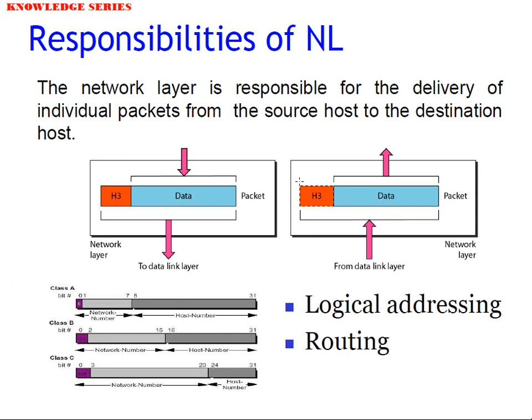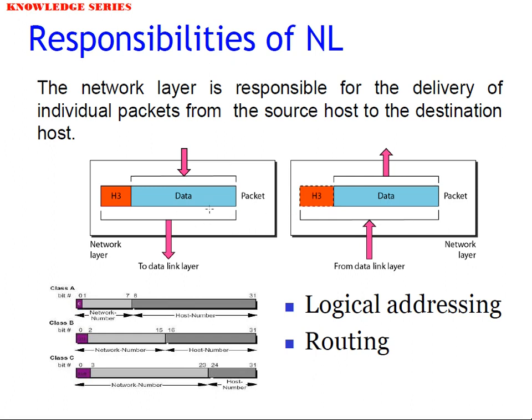Now next comes the network layer. The network layer is responsible for the delivery of individual packets from the source host to the destination host. That means the network layer does end-to-end communication, and in this layer the data is sent outside using a packet, and here we are using a logical address. A logical address is something like your house address, where the postman comes and delivers your letters or your post.